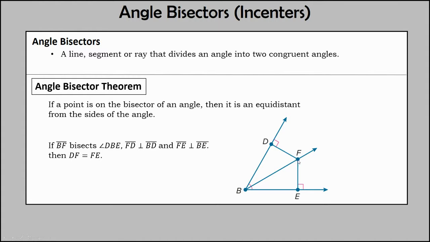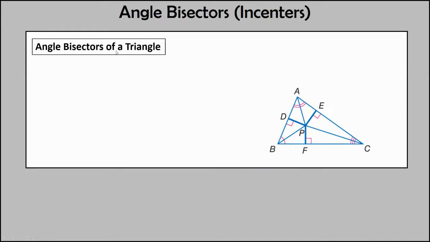And notice that when we talk about the true distance, we're perpendicular to where we're headed. F to the side BE, I got to be perpendicular. F to side BD, I got to be perpendicular. Okay, so that's a key part of it, is that when we put in an angle bisector, the points along that angle bisector are always an equal distance back to the sides. Okay, so now take that concept and look at it in a triangle.